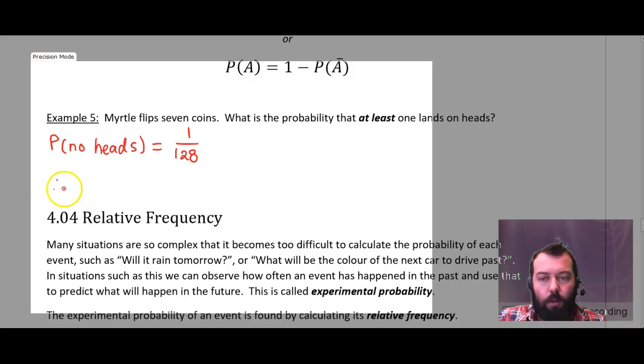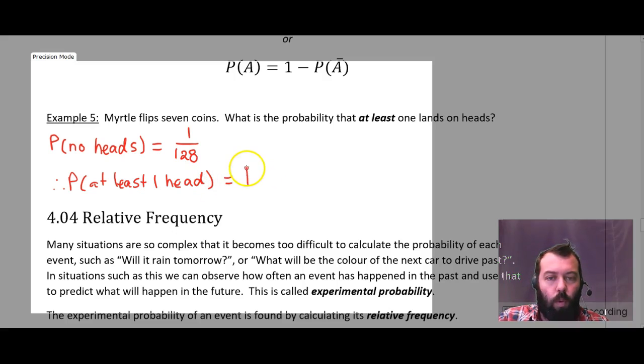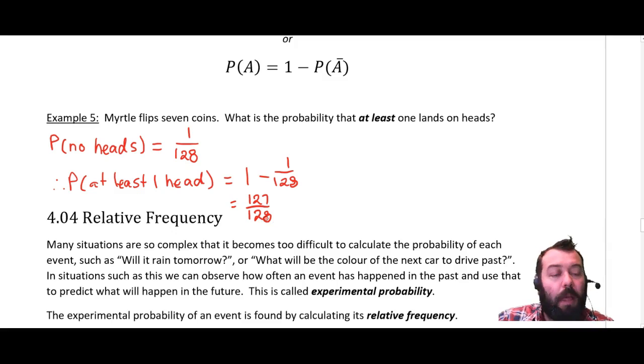Therefore, the probability of at least one head equals 1 minus 1 over 128, which equals 127 over 128. There we go. That's how we use a complement to make a difficult problem much, much easier to solve.